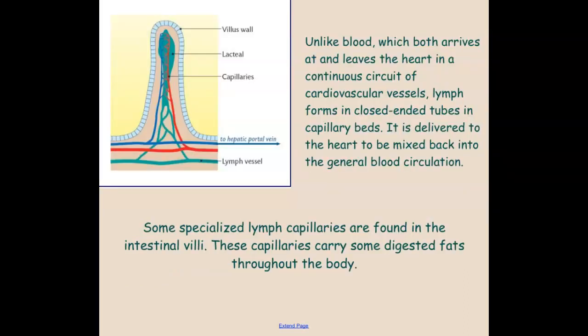So now this picture is showing what I call a villi. This is one little tiny hair-like projection that's found in the intestinal wall, and in each of the villi, it has a lacteal, which is basically like a node, a projection of the lymphatic system, and also a capillary bed.